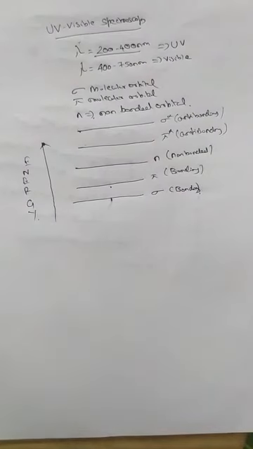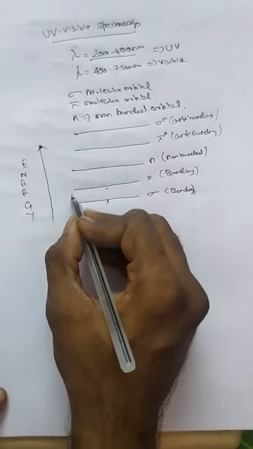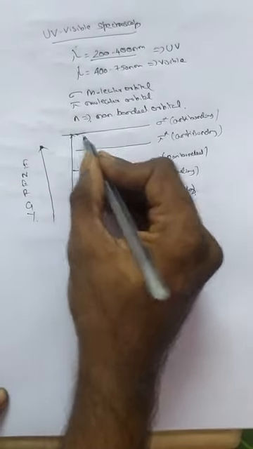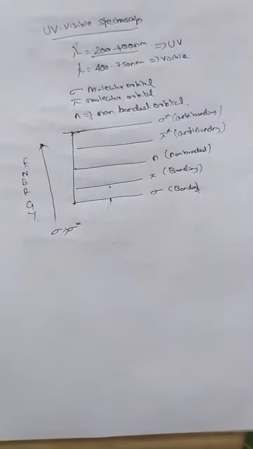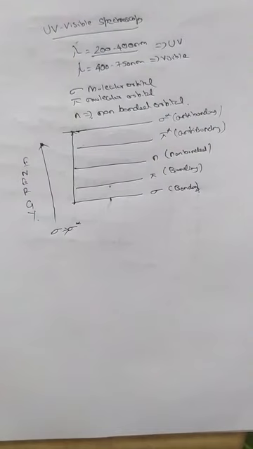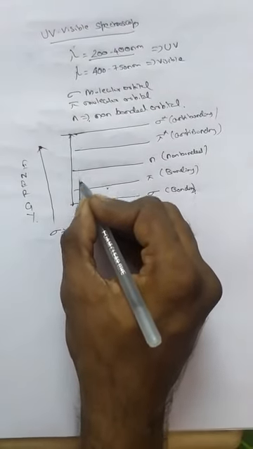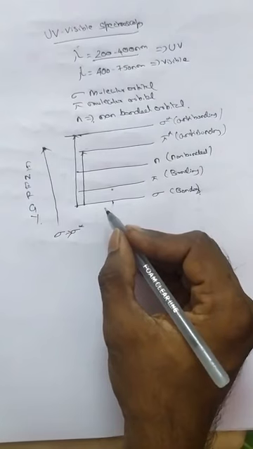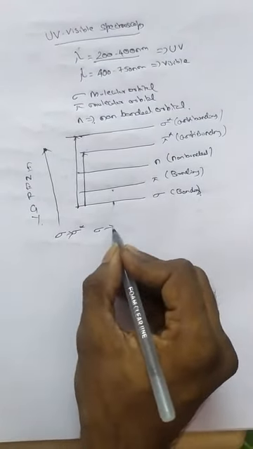So an electron from the sigma orbital can get excited to the sigma star. This is called a sigma to sigma star transition. It absorbs energy equal to the difference in energy between the sigma and sigma star. It may also get excited from sigma to pi star, which is called a sigma to pi star transition.